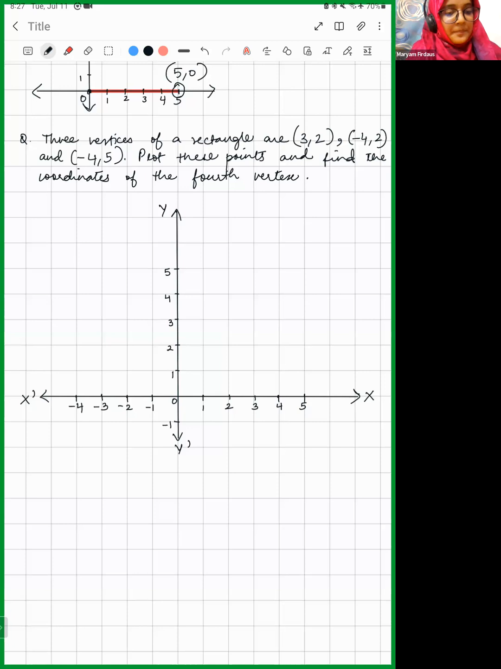So this is my 3, 2. I'm going to name this as A, okay? Then we have minus 4, 2. This is my B.